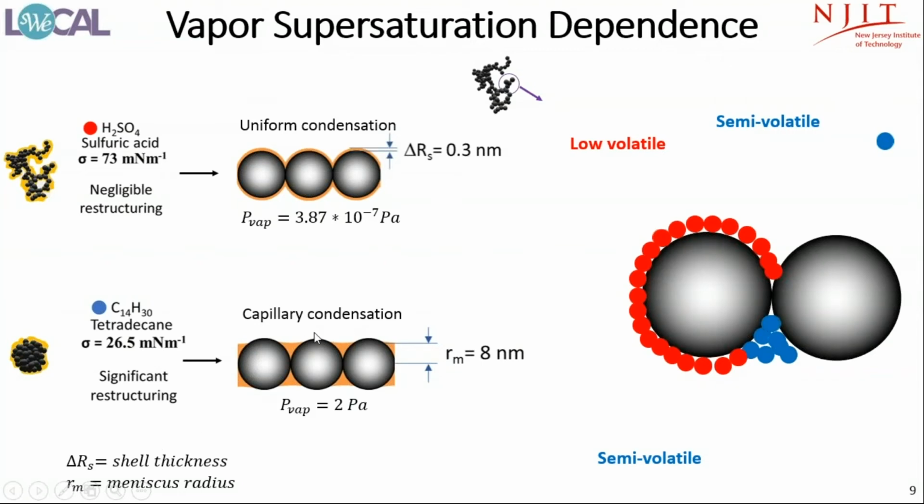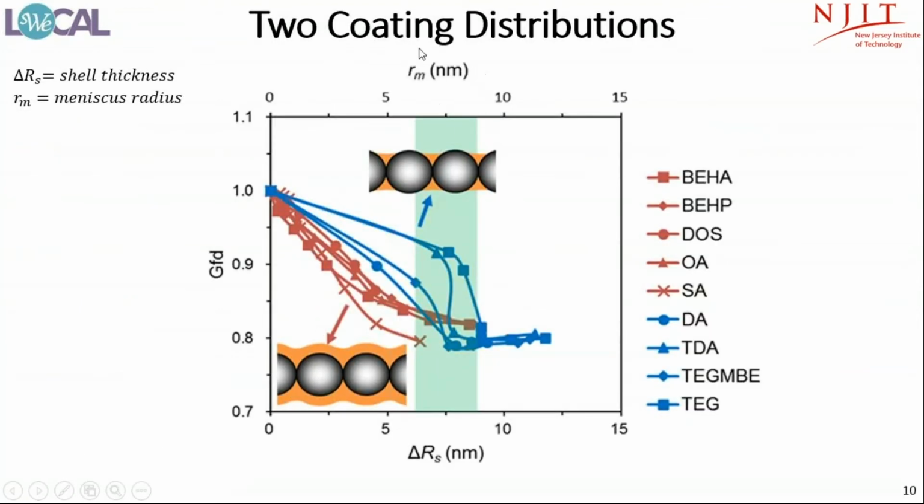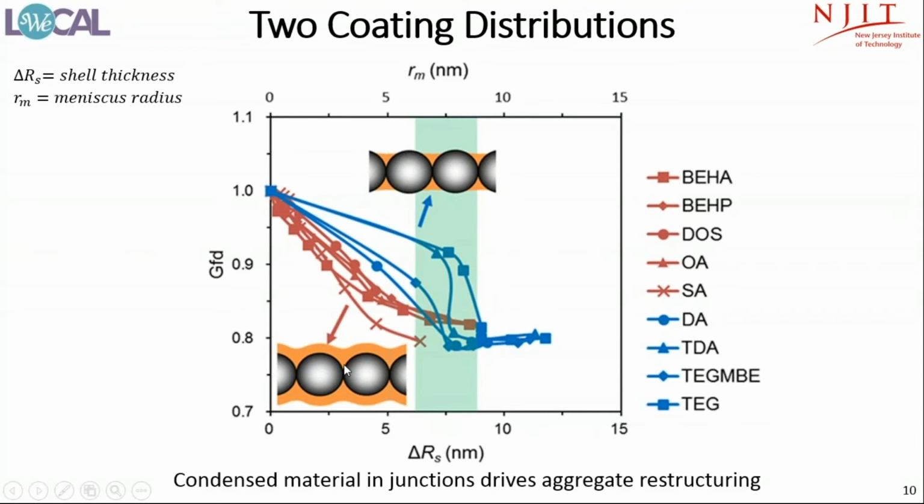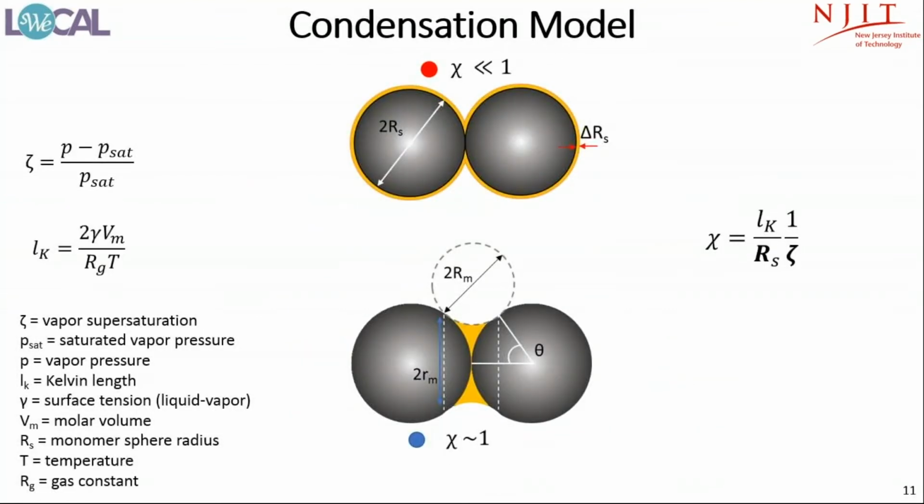If we plot our results, again, in terms of these radii that describe the coating distributions, we see that they eventually converge only when there is material in the junctions. In one case, it happens really fast because it's direct. In the other case, it takes more time because it's spread evenly across. And so we decided to try and describe these experimental results in the form of a model.